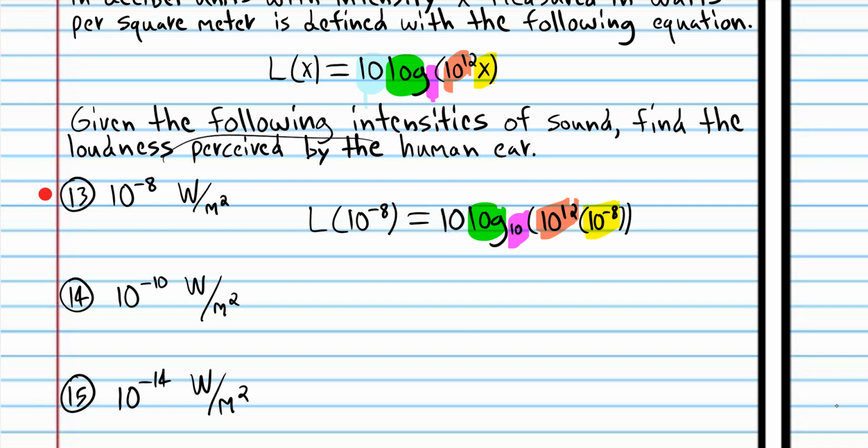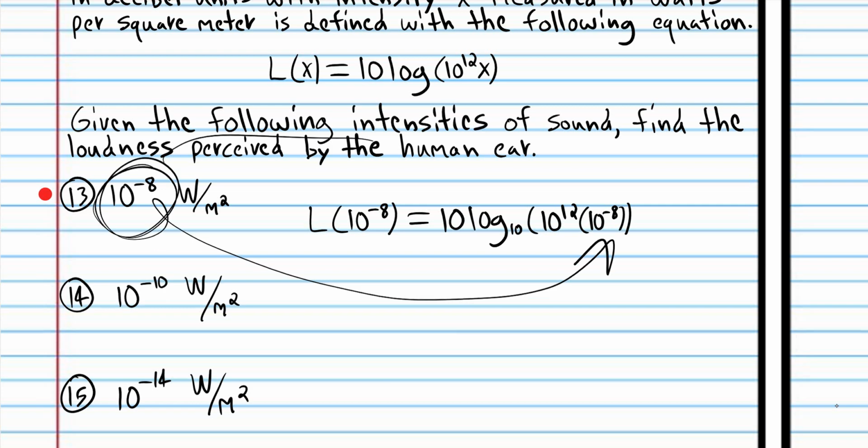And the intensity of the sound is conveniently written as a base 10, which makes it to where we can do this pretty easily using the exponent rules. So these numbers are so small that you have to write them as base 10 because it would be really difficult to write them otherwise.